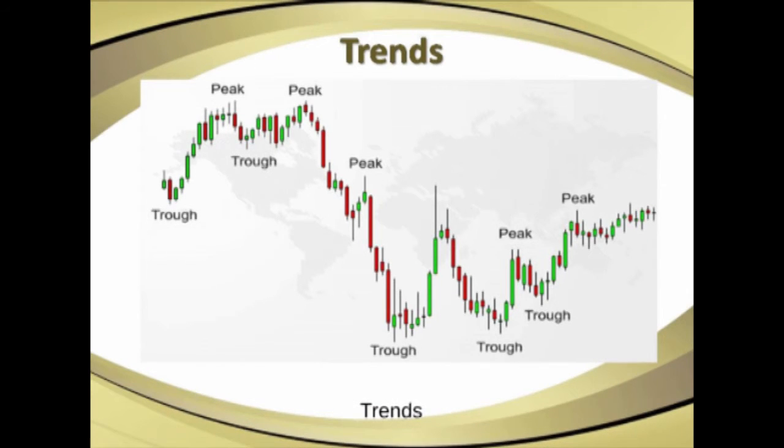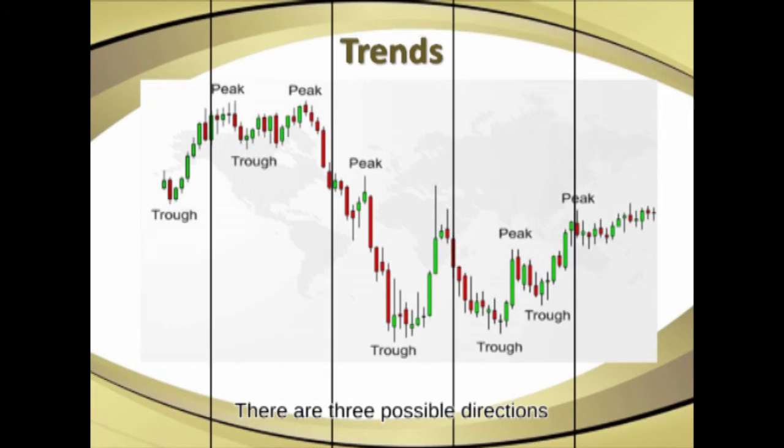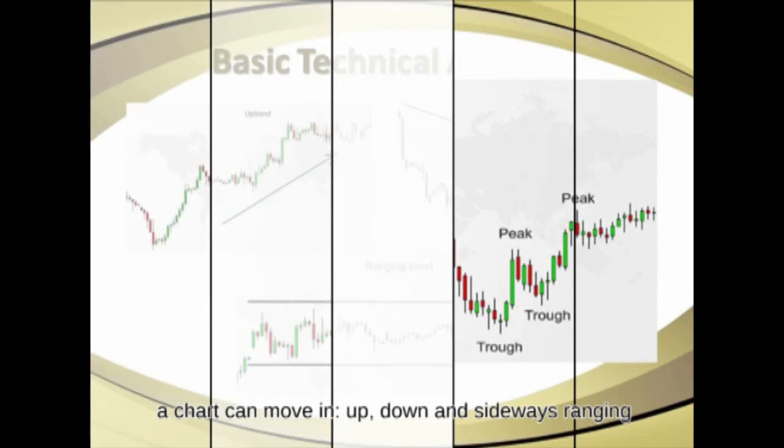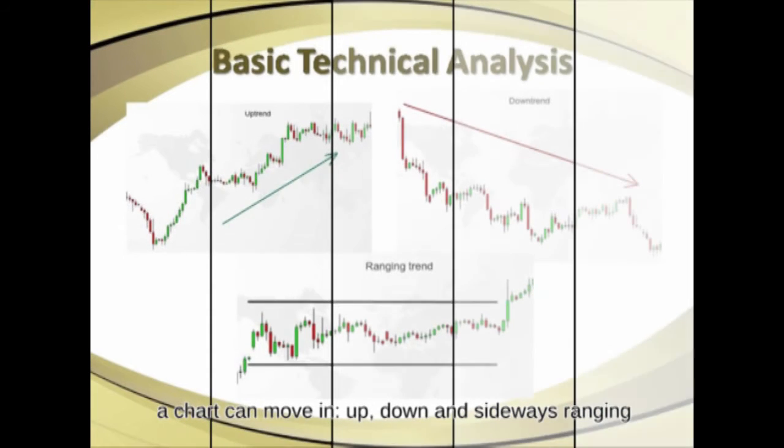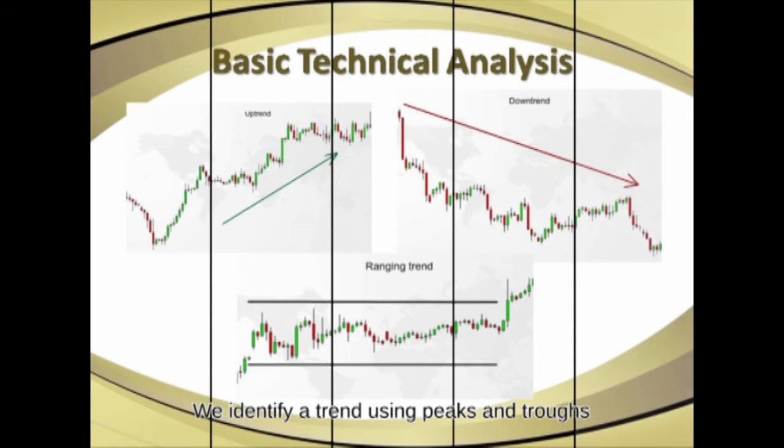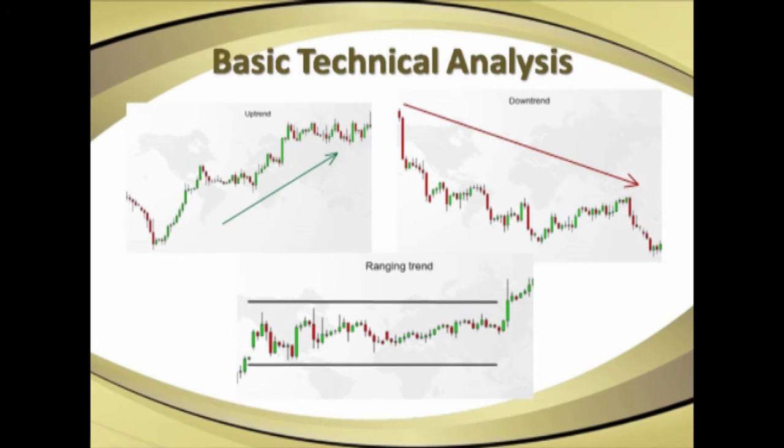Trends. First, let us explain what a trend is. A trend is a combination of waves that creates the market's direction. Trends do not move in a linear downwards or upwards direction. Rather, they're hidden between the lines of the chart, requiring us to identify them on our own. There are three possible directions a chart can move in: up, down, and sideways ranging. We identify a trend using peaks and troughs.